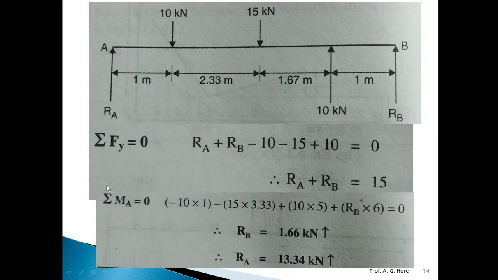Now apply the moment at A equal to 0. This is minus 10 into 1, minus 15 into its perpendicular distance, minus 10 into its distance, plus Rb into the complete 6 meter. So you will get Rb, put it in equation number 1 and you will get Ra. We got Ra and Rb. So by applying two equations for the two unknowns Ra and Rb, these are the answers.